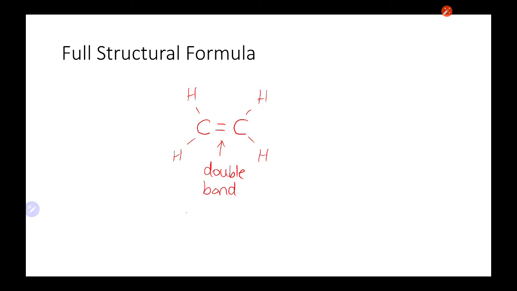So if we go for, say, butene, so we've got 4 carbons, pop your double bond in, and then again be very careful with the number of hydrogens you're putting round. Wherever your double bond is, you're always going to have one less hydrogen on your carbons, because you can only ever make 4 bonds.